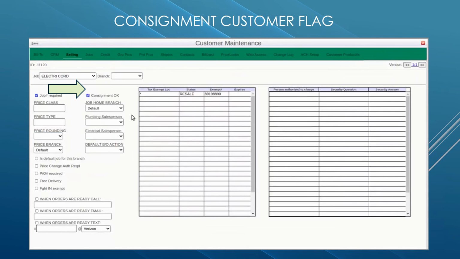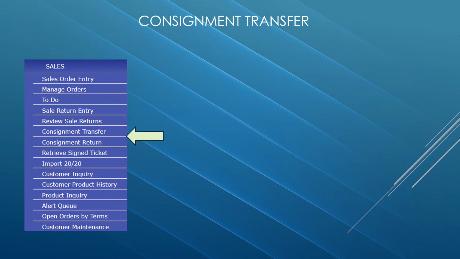Consignment inventory customers are identified by setting the Consignment OK flag in Customer Maintenance under the Selling section. If the flag is not set, then the customer will not show in the Consignment Orders function. Consignment inventory is tracked differently from other inventory, and its movement is normally tracked with consignment transfer or consignment return.